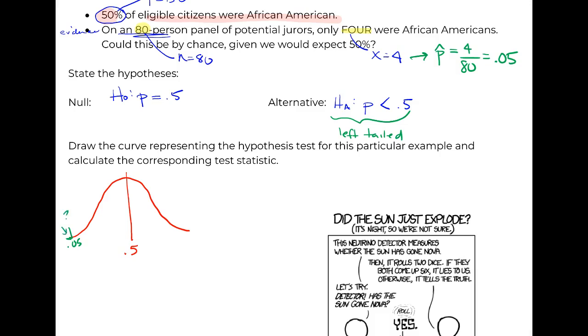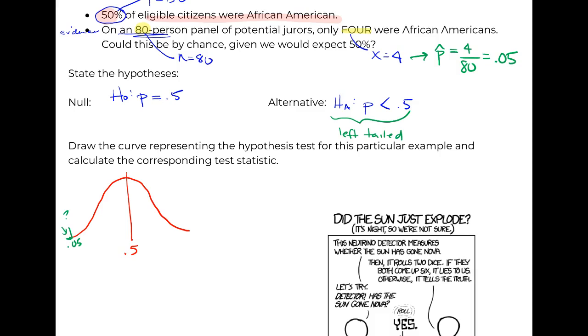And we can do this one of two ways. We can either jump straight to the formula for the test statistic, or we can move in steps. In the future, I'm going to use the formula for the test statistic. This time, I'm going to move us in steps as if this were a sampling distribution question.